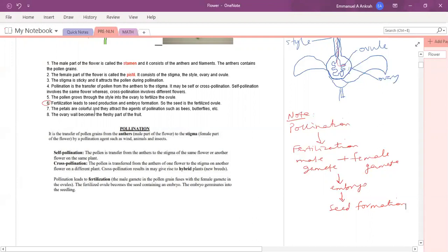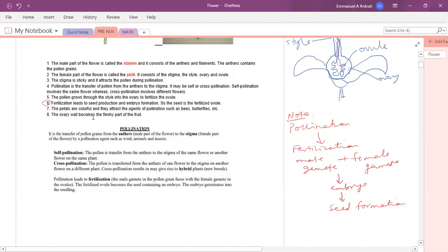Then the petals are the colorful part of the flower, and they attract the agents of pollination. All right. So they attract the bees, the butterflies, human beings, and so on. And those are called the agents of pollination. And water and wind are also agents of pollination, and they can blow the pollen or carry the pollen from the anthers onto the stigma for pollination to occur, and that will lead to fertilization.